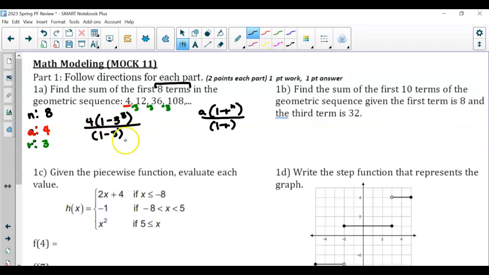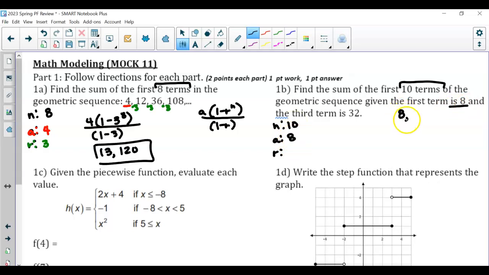So when you calculate, you'll get the sum of 13,120. So then here are N, A, and R. N is 10 because you're finding the sum of the first 10 numbers. Now, A, the first term is 8. However, we don't know what R is just yet, but we do know that 8 is the first term.